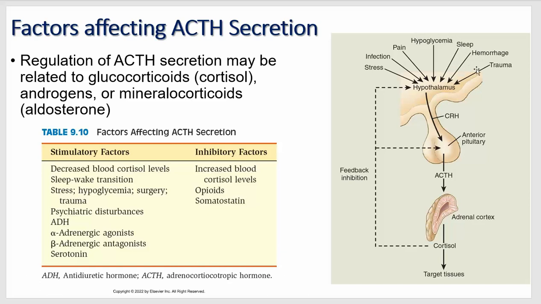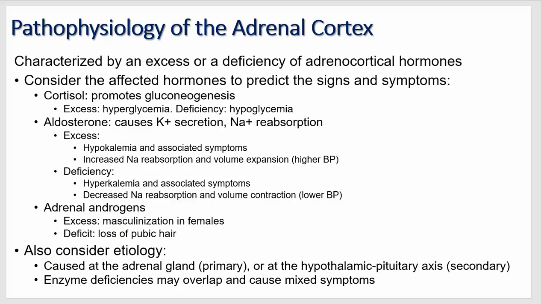Sleep, hemorrhage, trauma. So stressful events. There's psychological stress, and then there's physical stress. Physical stress includes infection, pain, trauma, hemorrhage. Those are all physiological stressors as opposed to mental stressors. We just tend to associate stress with mental. All right, so we can read through those. Regulation of ACTH secretion may be related to glucocorticoids, cortisol, androgens, and mineralocorticoids.